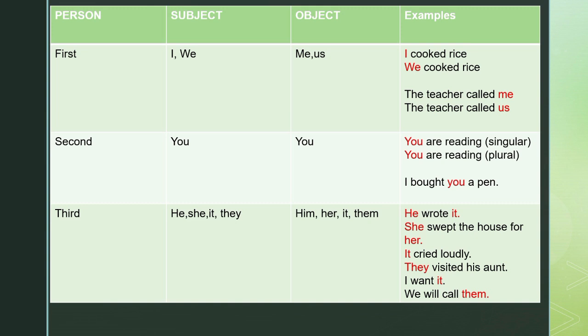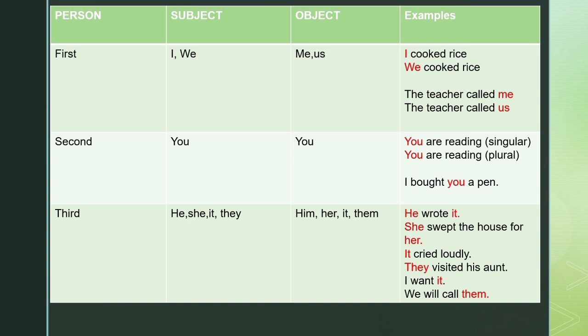For example, I brought the book for him. Him is receiving the action. It is an object that is representing the male gender. Maybe him in this case might be referring to Kevin, might be referring to Stephen, a male gender. Her is used to refer to female gender. She swept the house for her. The action of sweeping is being done on behalf of somebody of a female gender.